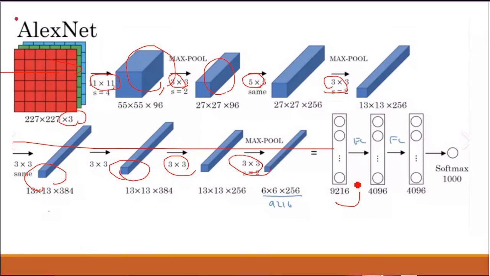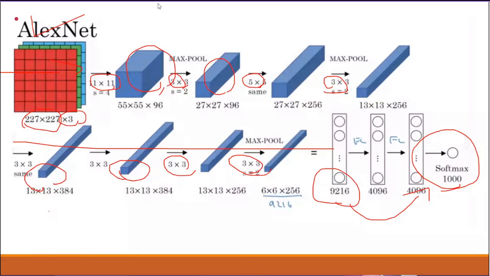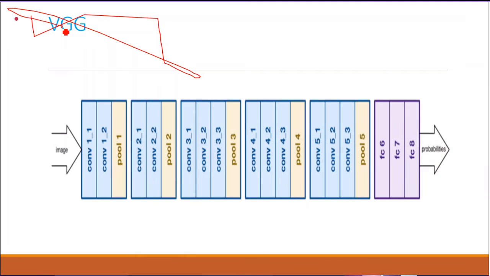We can get it as 227 color images of pixels. I'm getting 9216 features as a one-dimensional value. From this, I'm going to get 4096 values. So 1000 objects are going to be classified in AlexNet, but in LeNet only 10 objects will be classified. So we have to choose according to that.